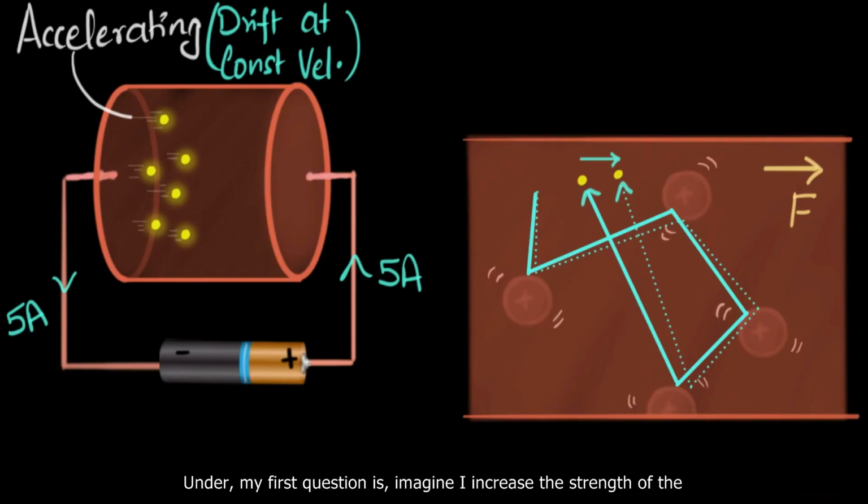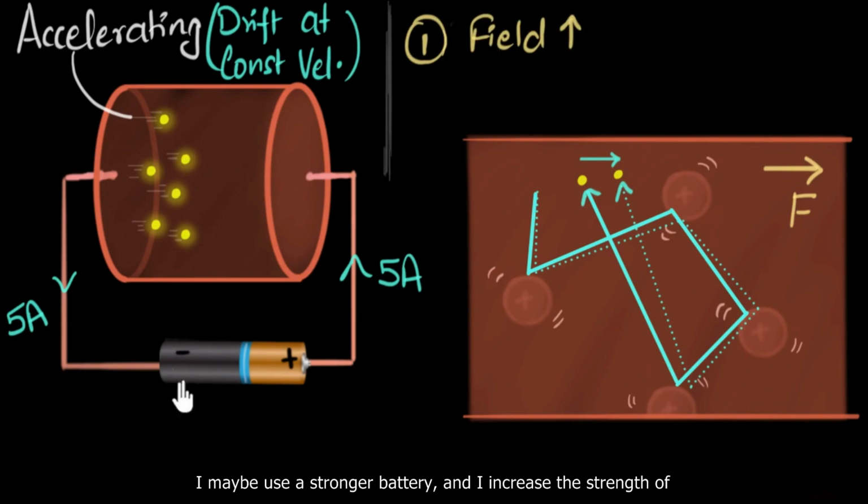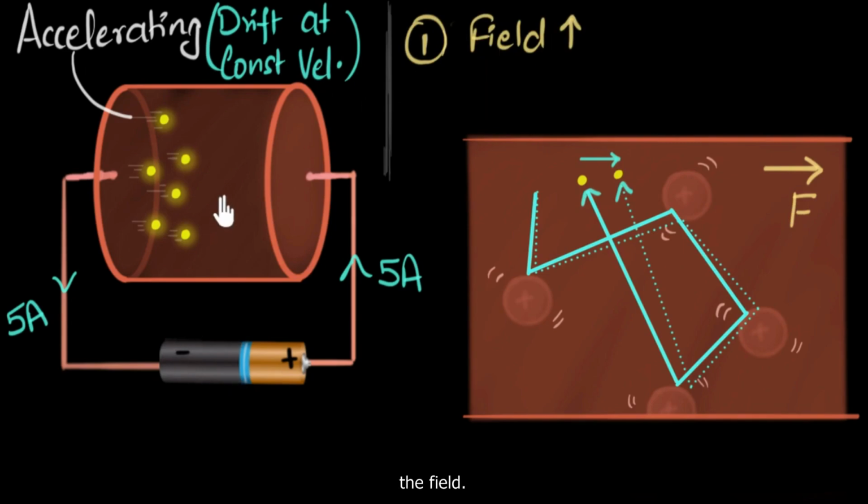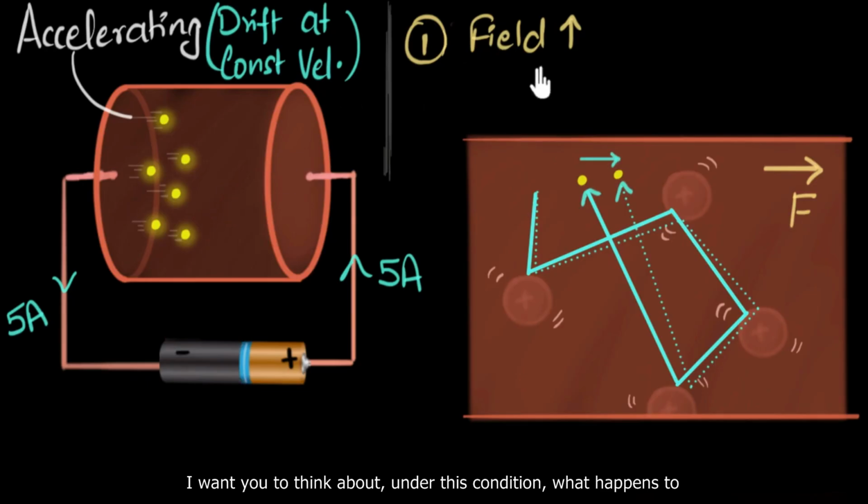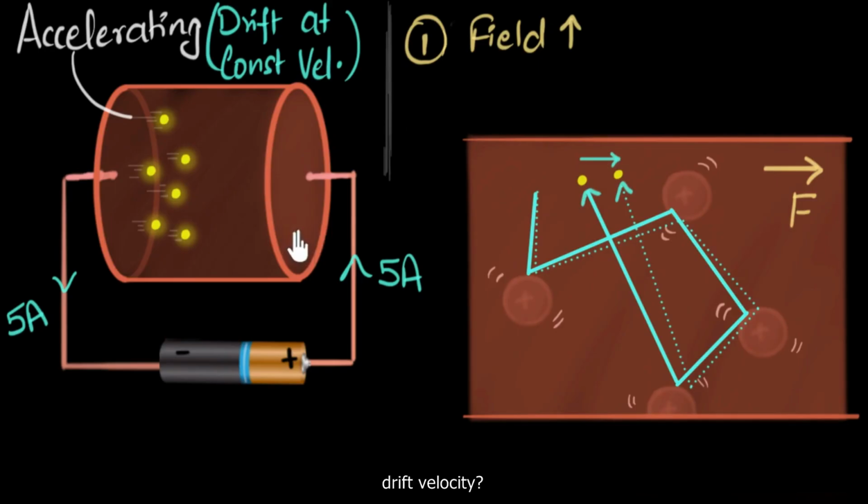My first question is, imagine I increase the strength of the field. I maybe use a stronger battery and I increase the strength of the field. I want you to think about, under this condition, what happens to the thermal velocity, and what do you think will happen to the drift velocity? What will happen to these? Will they increase, decrease, or remain the same?